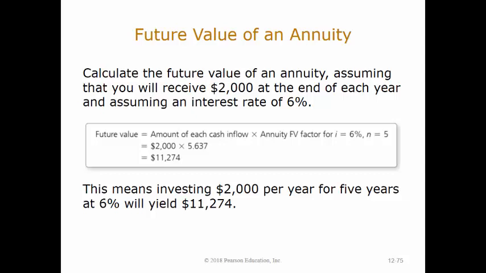We determine the annuity future value factor from the table labeled Future Value of Ordinary Annuity of $1, or Appendix A, Table A4. We use this table for annuities. We look down the 6% column and across the 5 periods row and find the annuity future value factor is 5.637. Investing $2,000 per year for 5 years at 6% will yield $11,274. The reason is that interest is being earned on principal that is left invested each year.